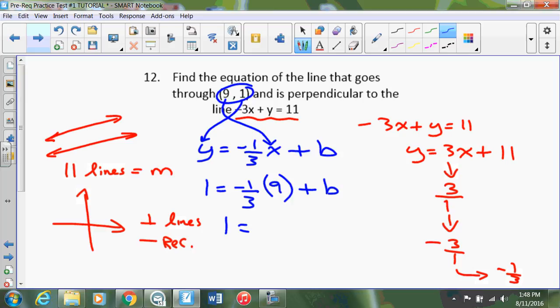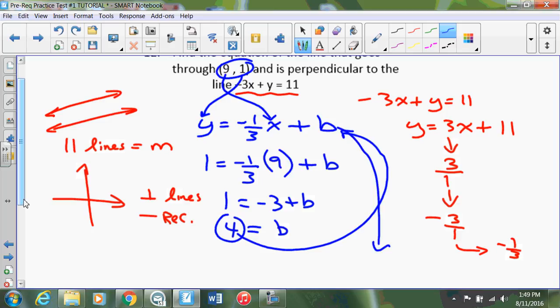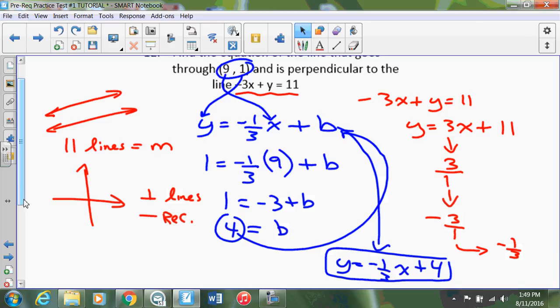So we'll have 9 times -1/3 is -3. Go ahead and add 3 to both sides, and we're going to put that with our equation, which I'm just going to drop down here. It's going to be y = -1/3 x + 4. You take the time to drop (9, 1) in. If you drop 9 in, you're going to get -3 + 4, which is 1, gives us y = 1.